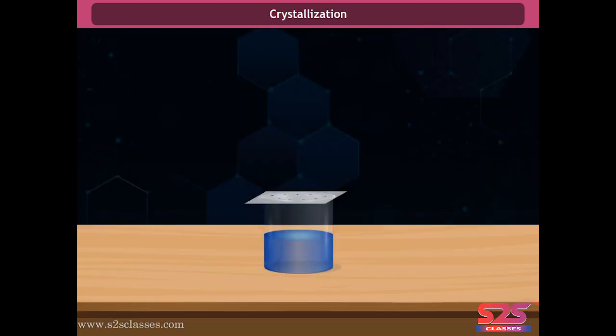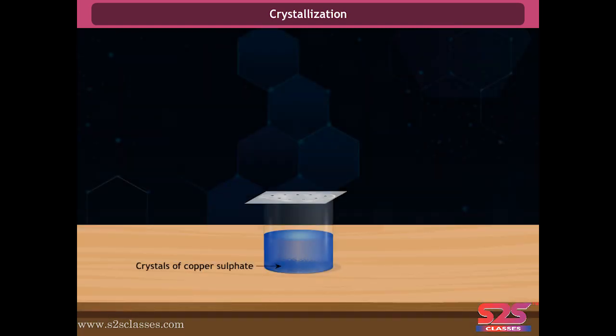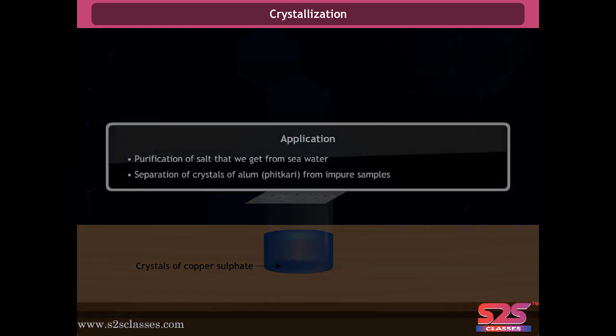Now cover the solution with the filter paper and leave it undisturbed at room temperature to cool slowly for a day. You will obtain the crystals of copper sulfate in the beaker. This process is called crystallization. This process is used in the purification of salt that we get from seawater and separation of crystals of alum or fitkari from impure samples.